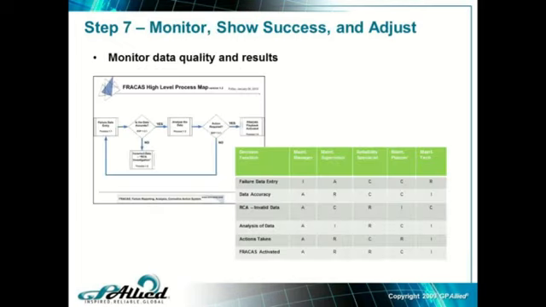Step 7, monitor, show success, and adjust. We want to monitor the data quality and the results. And then we want to show success. So when we have success in the FRACAS program, that process that we put in place, where we've identified a failure, we've eliminated it, and this is what we've done, we want to make sure people know that FRACAS is working.